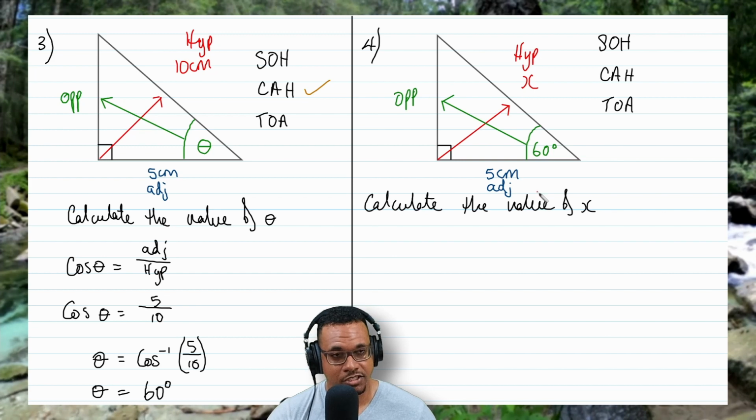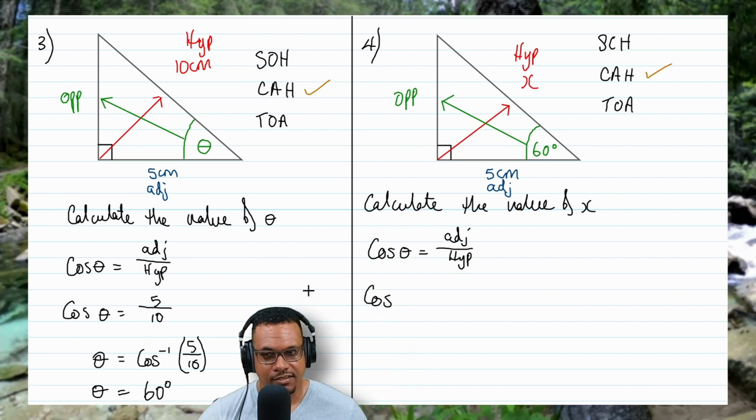Which one has A and H? So, no. CAH, yes, A and H. So that's why we are using cosine. So you're going to write cosine theta is equal to adjacent over hypotenuse. So cosine theta is the 60 degrees right here, 60-degree angle. So cosine 60 degrees is equal to, and my adjacent is the 5 centimeters over the hypotenuse, which is x. So now what I'm going to do is put this cosine 60 over 1 so I can cross multiply.